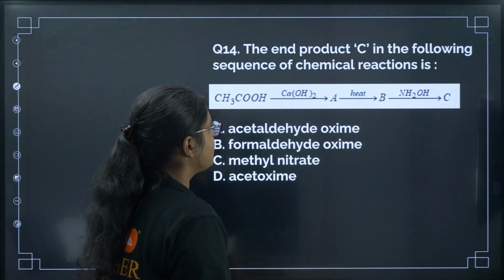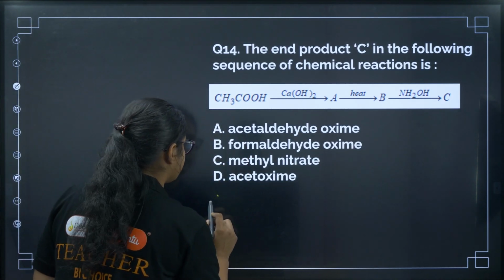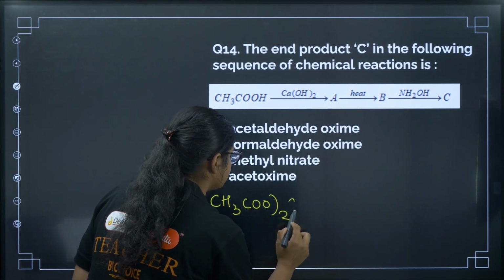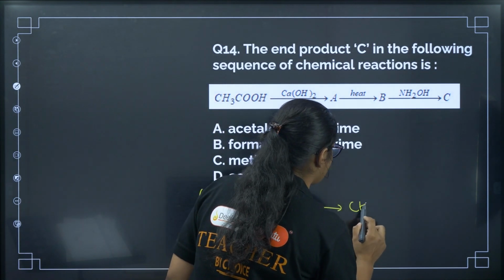Next one: the end product C in the following sequence of chemical reactions is... So first of all, when you treat acid with a base, we will get (CH3COO)2Ca. Okay. Now when you heat it, we will get acetone. Okay.